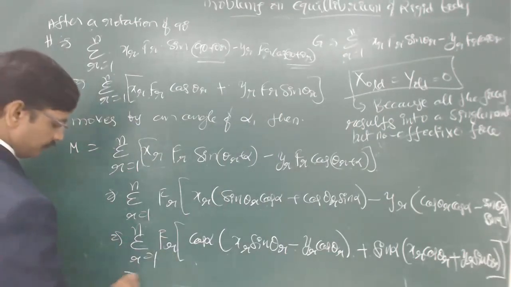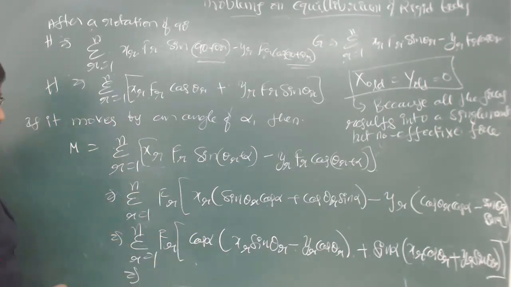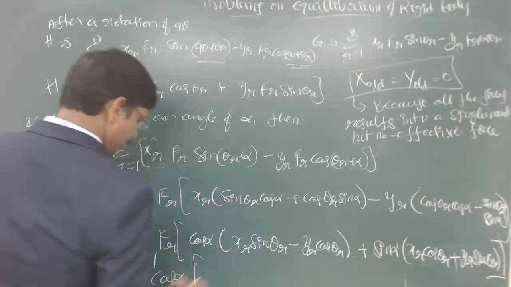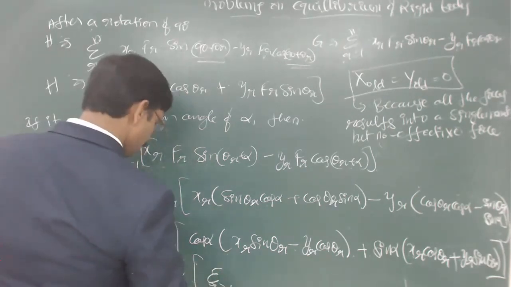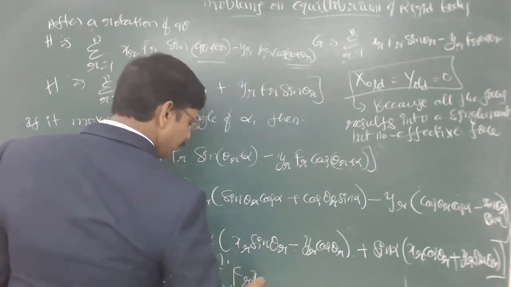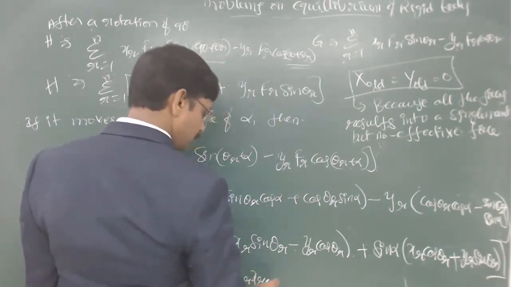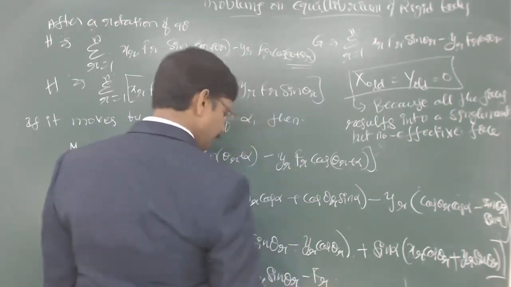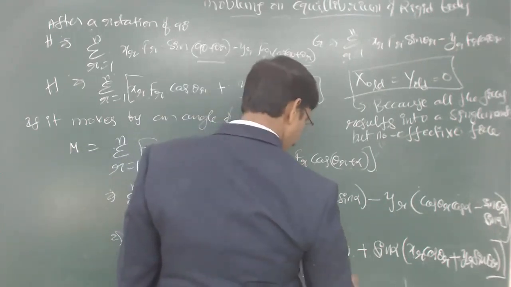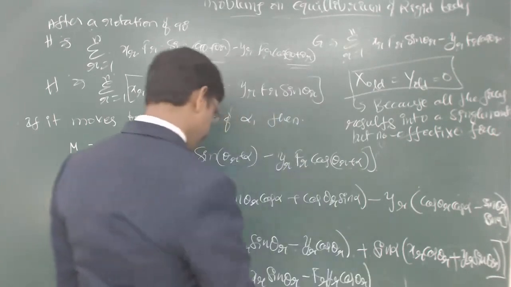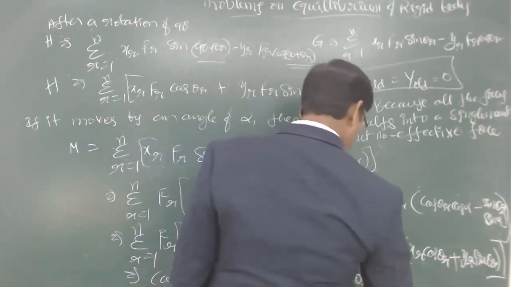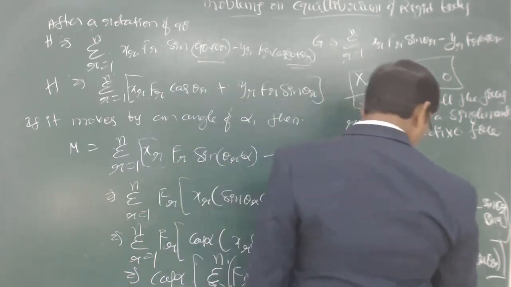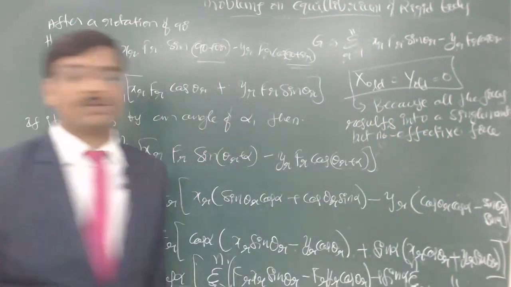So this is what is left over. Now this cos alpha is anyway constant, you can take it out. Cos alpha into sigma r equals 1 to n fr xr sin theta r minus fr yr cos theta r, plus sin alpha into sigma r equals 1 to n. So this one you can put down. First you note this down, we are going to arrange and rewrite it.